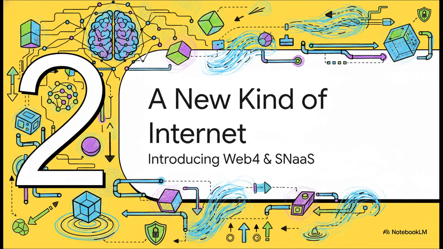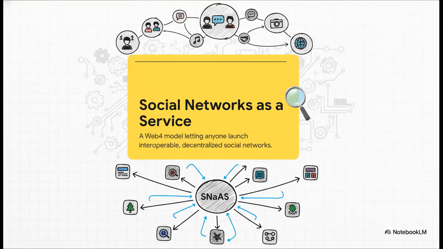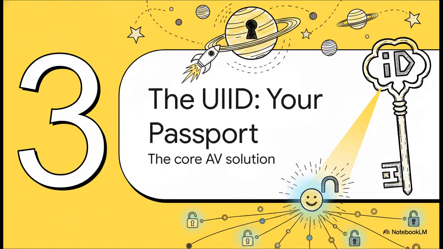We're talking about a foundational shift into what some people are starting to call Web4. So, welcome to the Internet of Community. Instead of the giant, walled-off social networks we have today, companies like Linkspreed are pioneering something called Social Networks as a Service, or SNaaS. This model basically lets anyone launch their own interconnected social network, which creates a much more open ecosystem for everyone. And that brings us to the hero of this story, the Universal Interplanetary Identity, or UIID. This is the key that's designed to unlock that new internet and finally solve our age verification headache.